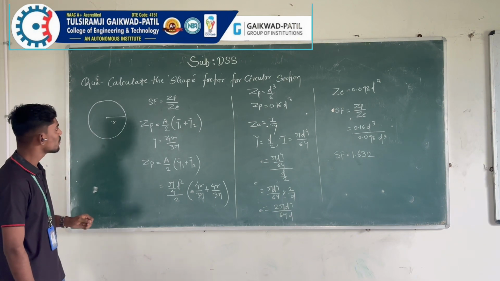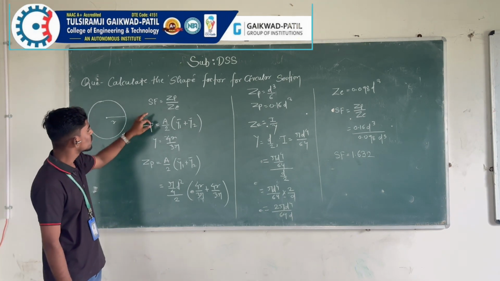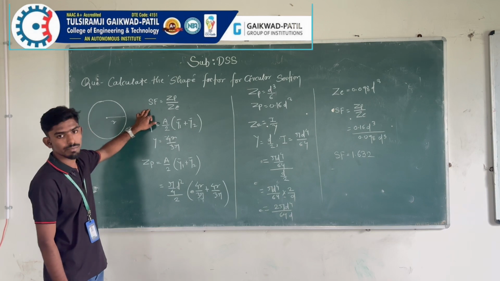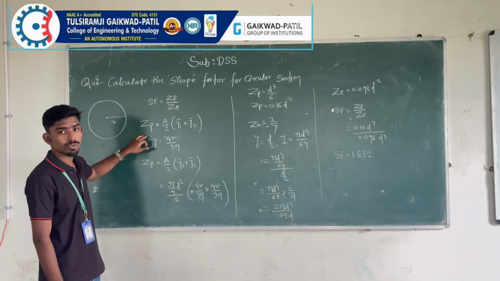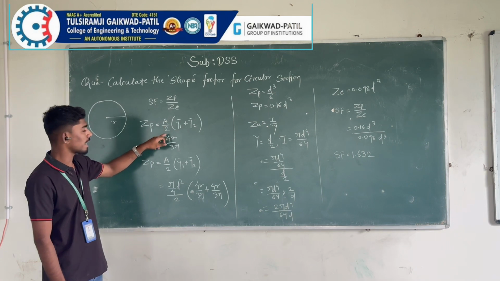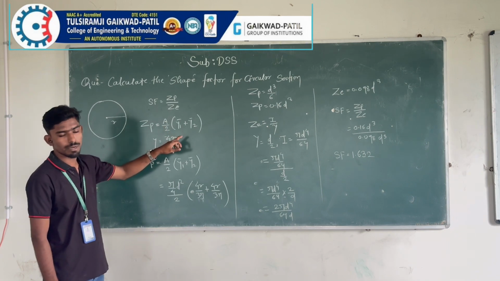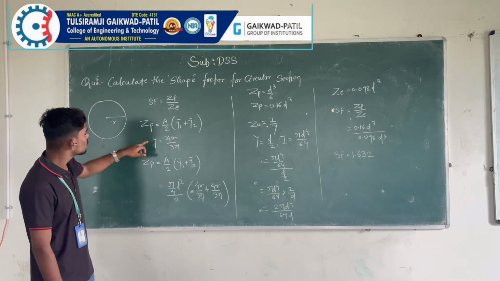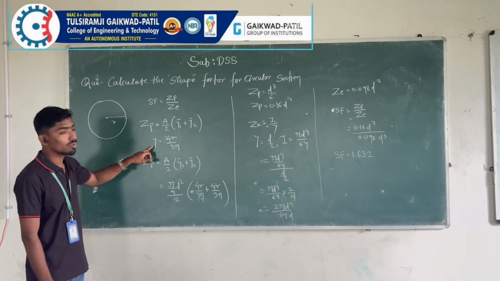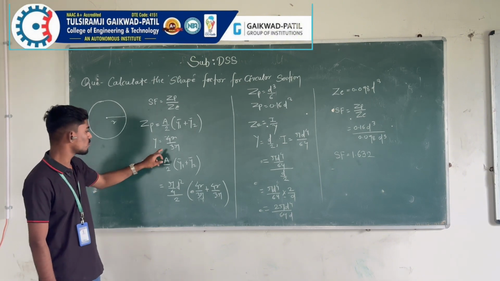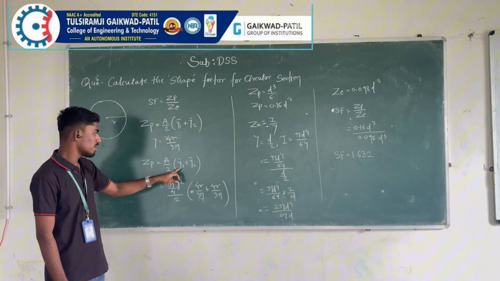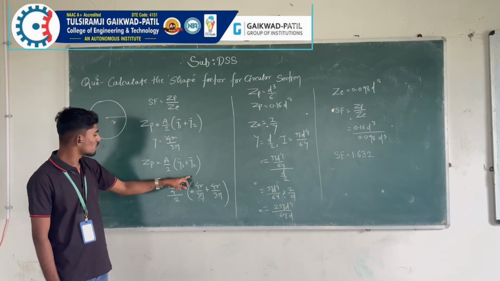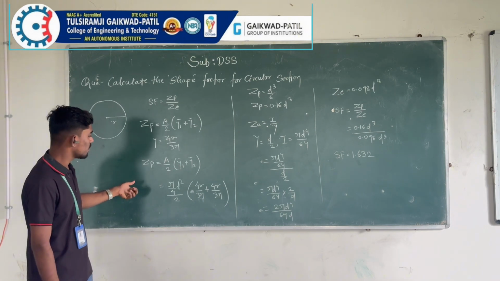So now we first find the shape factor. The shape factor formula is Sm is equal to Zp by Z. So Zp is equal to A by 2 bracket y1 plus y2 bracket complete. Now we put all the values.